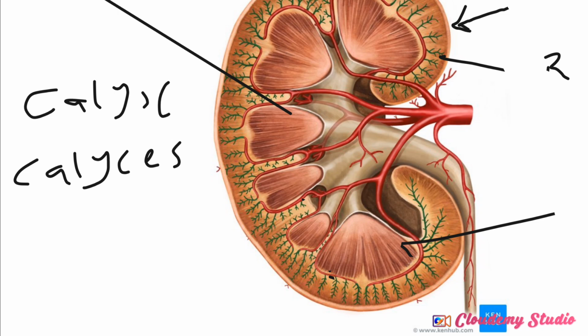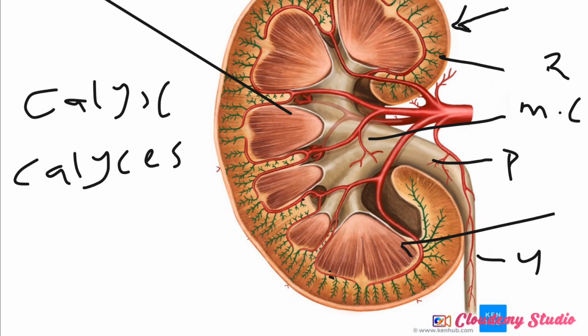So we can say this is the what? This is the major calyx. This is the what? This is the pelvis. Sorry, let me clean that. This is the pelvis, and this is the ureter. Can you see?